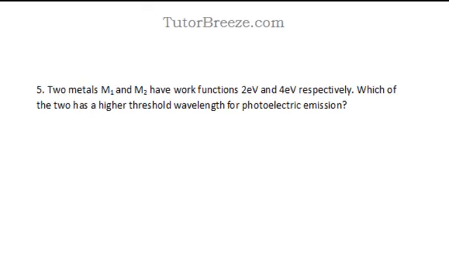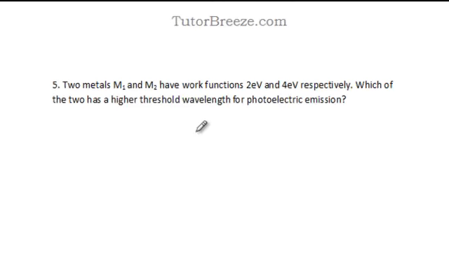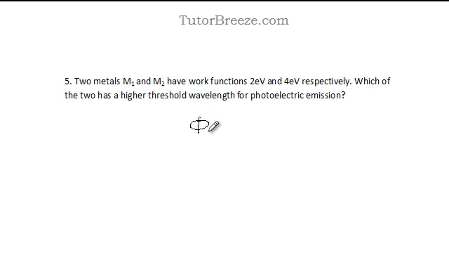The work function of the metal is given by, say we denote this by phi naught, then this can be written as h nu naught, where h is Planck's constant and nu naught is the threshold frequency. Now we can express this frequency in terms of wavelength. So we have hc by lambda, and say we denote this as the threshold wavelength lambda naught.